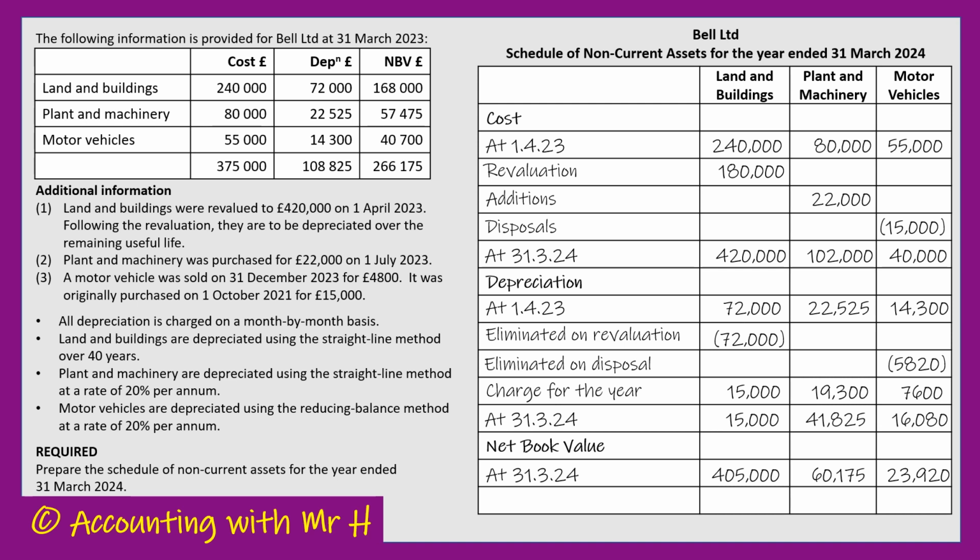And then normally on a schedule of non-current assets, the final thing we do is show the net book value figure from the end of last year or the start of this year. And you can see it there. I've just copied it from the table that we were given at the start of the question. And that's just so that anybody looking at the accounts or this document just can use it as a comparison to see how the values have changed from the start of the year to the end of the year.